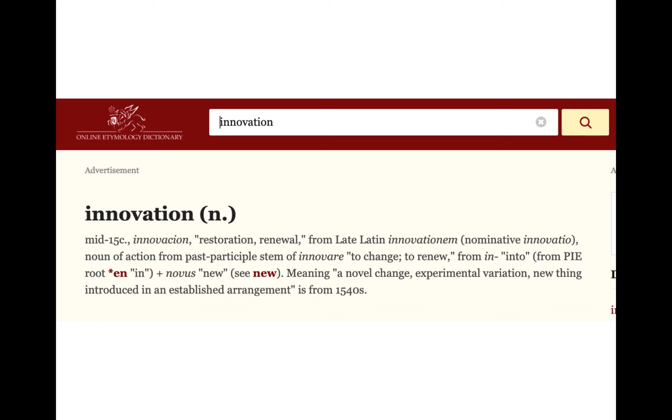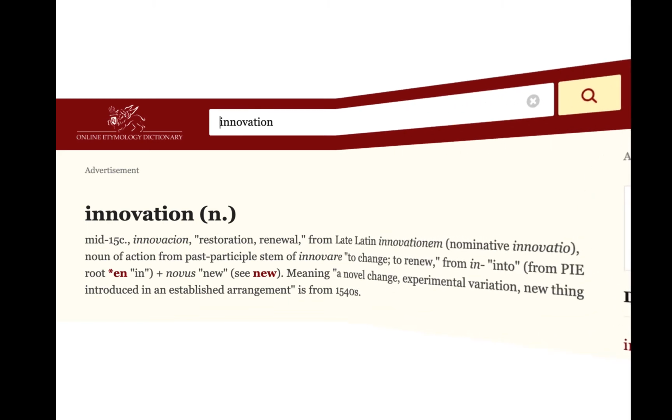The past participle stem of innovare, to change, to renew, meaning a novel change, experimental variation, a new thing introduced in an established arrangement. So already by looking at the etymological roots, we can see this idea of newness, of novelty, as key to the definition of innovation.